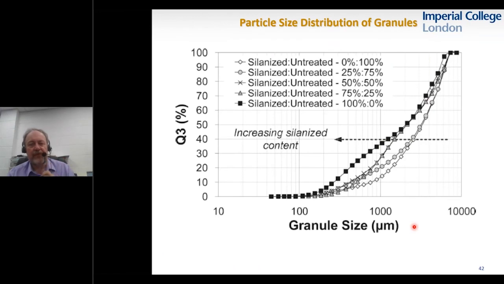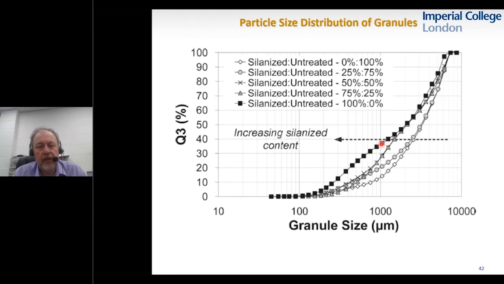So the first thing we've got here is the particle size. Okay, so this is granule size, and yes, you're quite right, there are some very big granules here. I do appreciate that. But what you can see here is that this material here, the black squares, is 100% cyanide. So that's my most hydrophobic material. My most hydrophobic material is actually making the smallest particles.